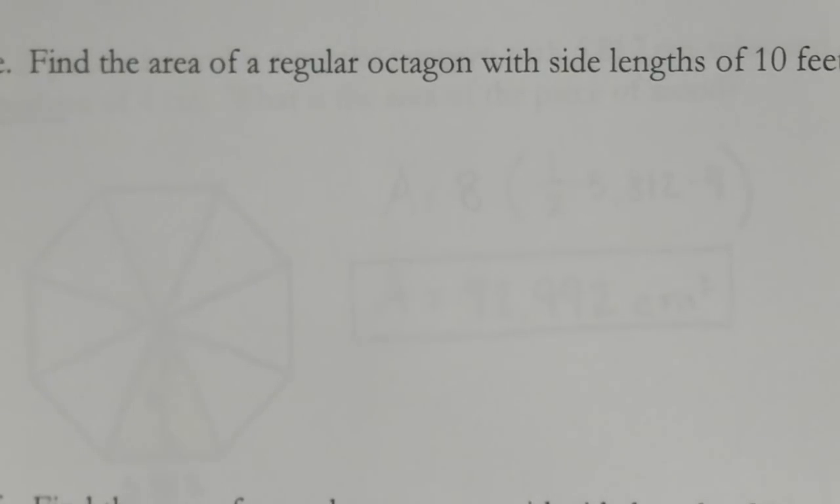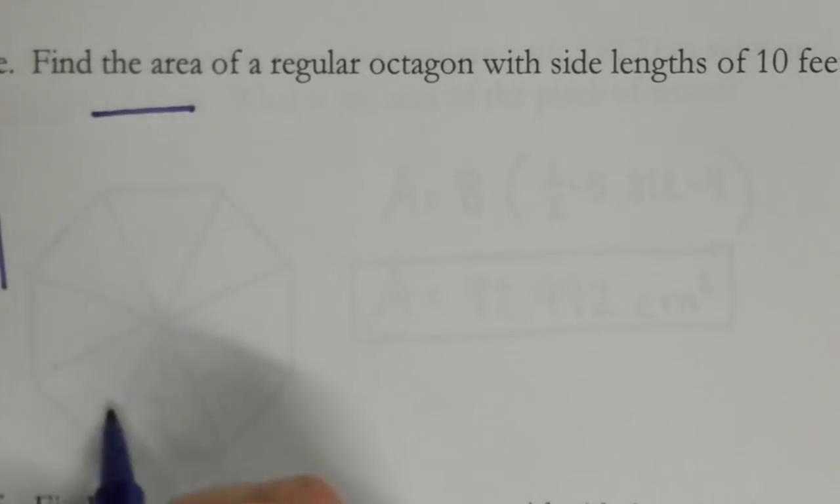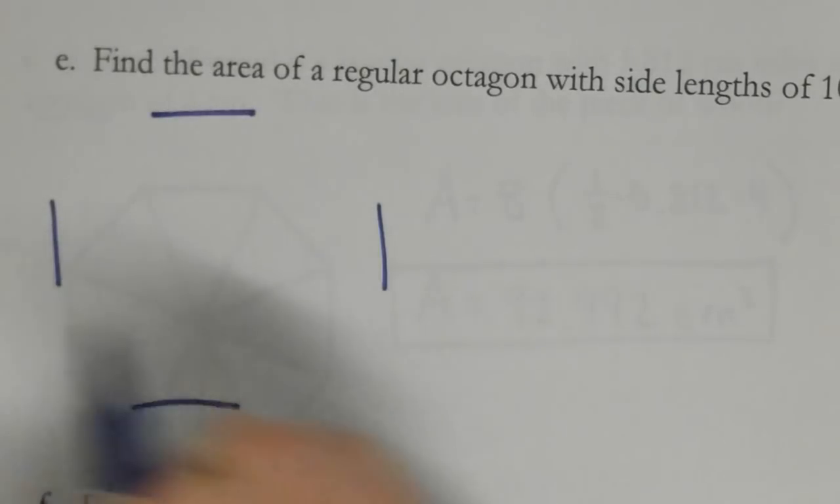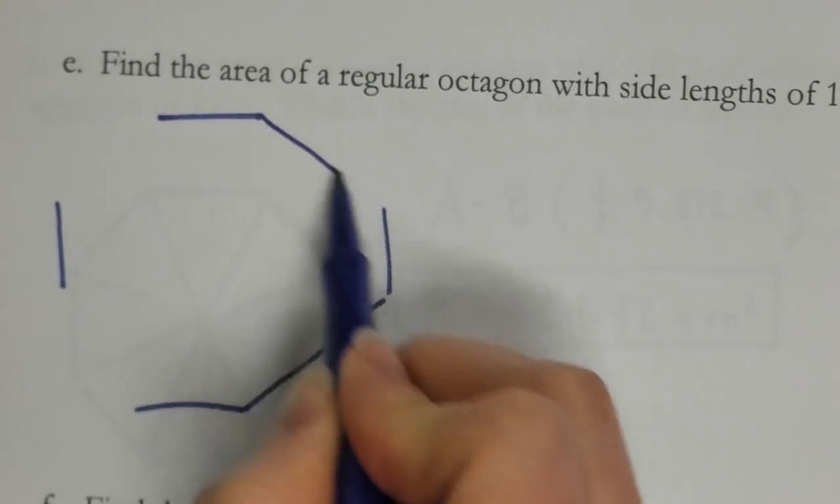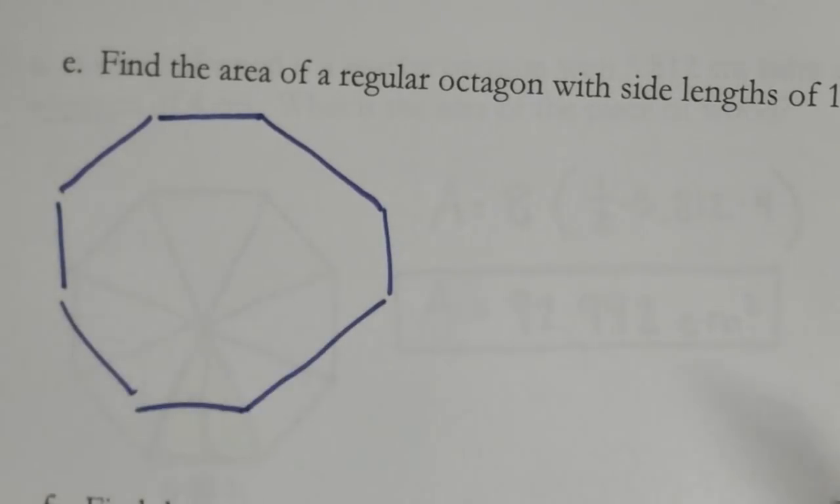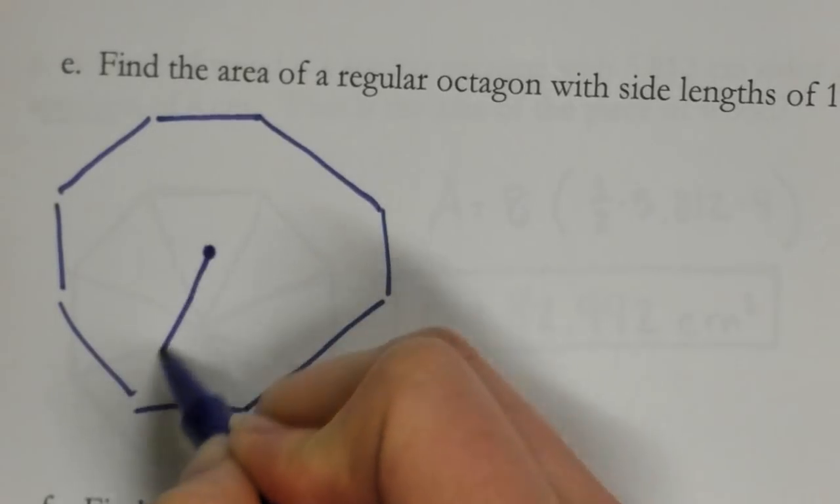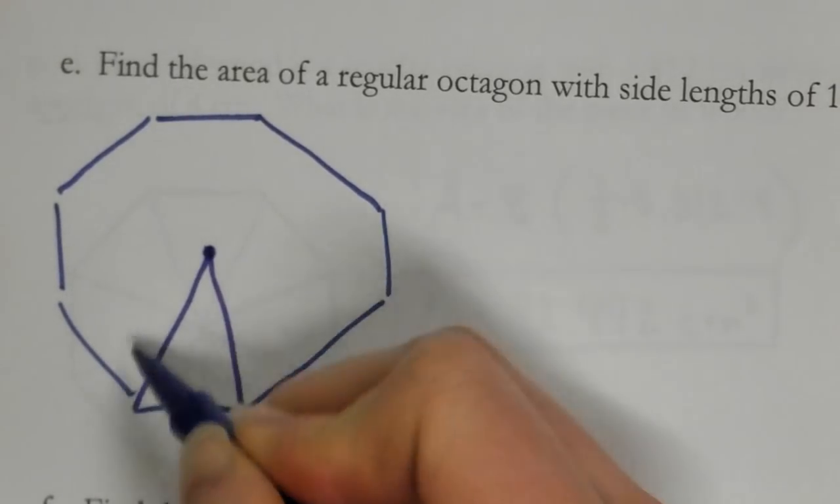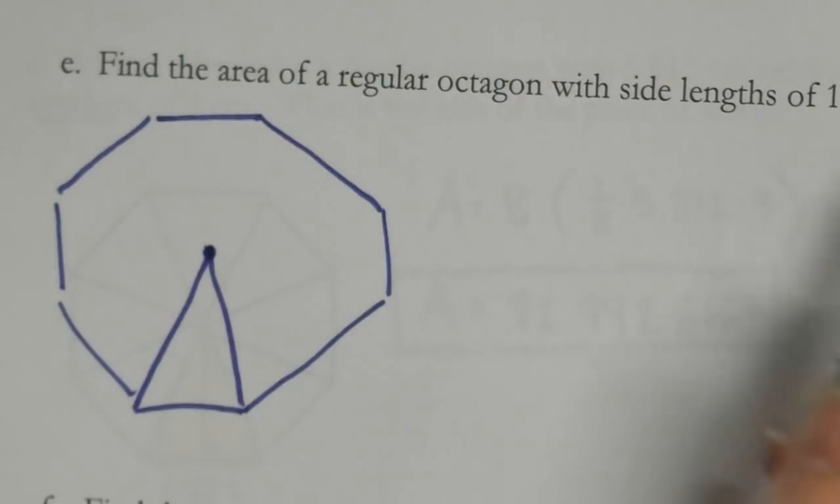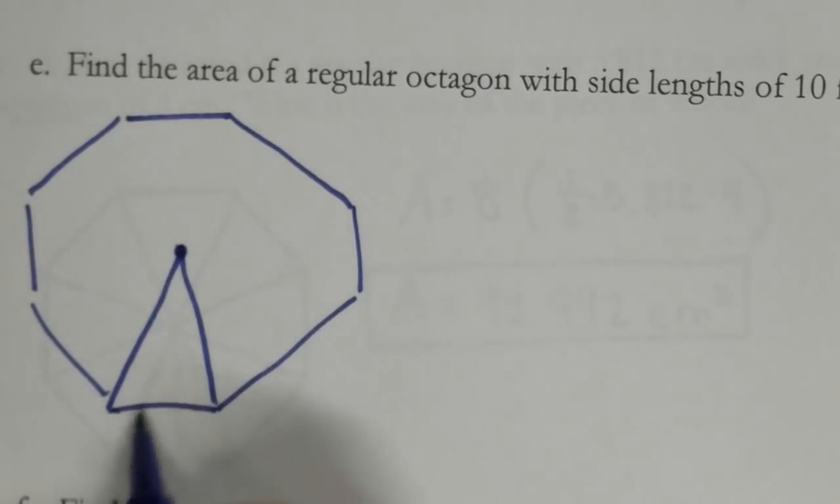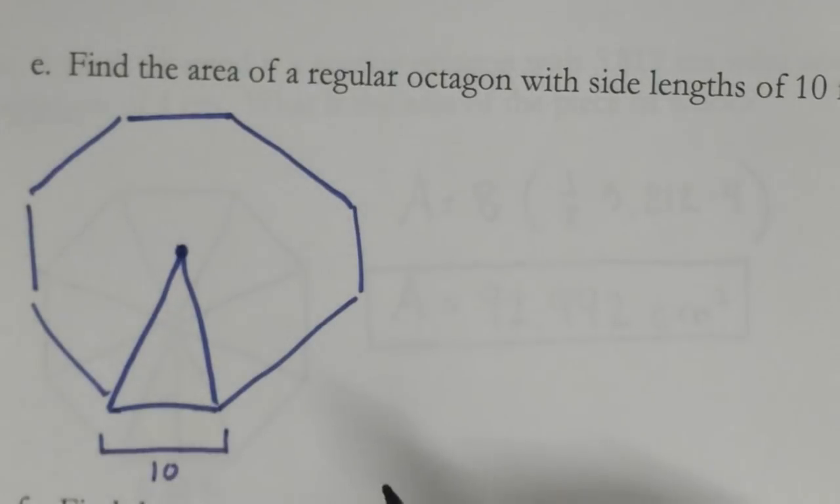Find the area of a regular octagon. So you can draw an octagon. I think the easiest way to draw an octagon is to draw sides that look like this and then just connect them. This isn't the greatest octagon, but that's okay. It's a little too far out here. So I'm going to draw my one triangle. That's what I care about. And I know my side length is 10. So this right here is 10.